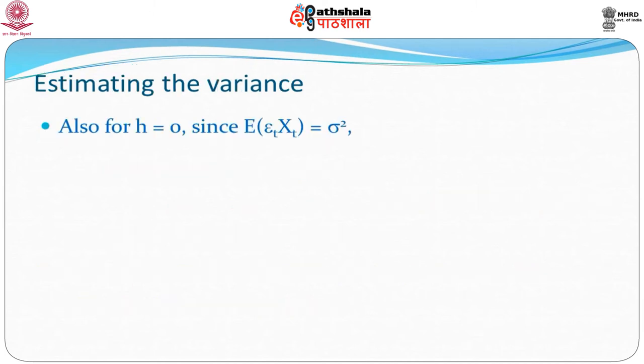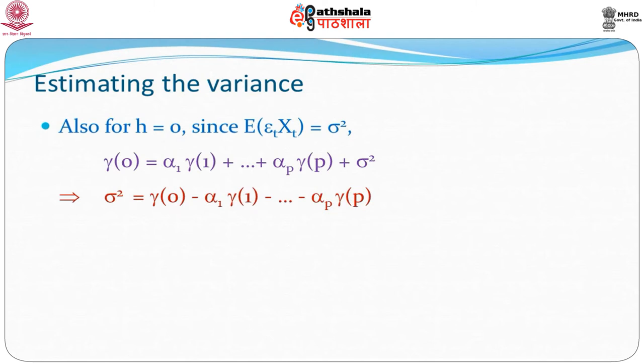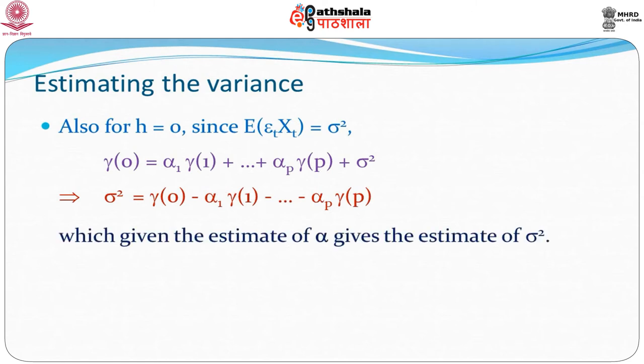Also for the variance, we have h equal to 0. If you take h equal to 0, then expectation of epsilon t xt equals sigma square. So multiply the autoregressive process by xt and then take expectation, and since the last term is now sigma square, you will end up with gamma naught is equal to alpha 1 gamma 1 plus alpha p gamma p plus sigma square. And now if you know the alpha 1, alpha 2, alpha p values, since the gammas can be obtained from the sample, you can get an estimate for sigma square this way. So given the alphas, we get an estimate of sigma square.